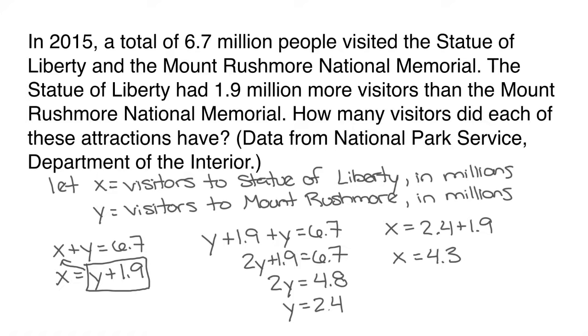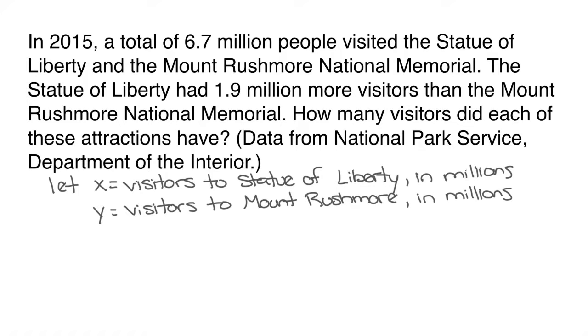We can check the solution by substituting 4.3 for x and 2.4 for y back into both equations, and we find that this solution does satisfy both equations, and therefore we have found the correct final answer. Now we can state the final answer by recalling what x and y represent.